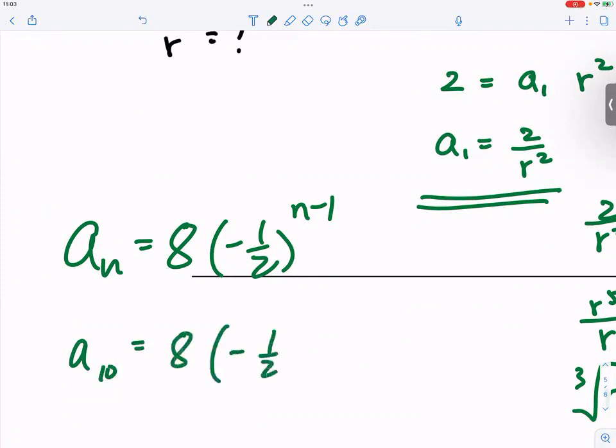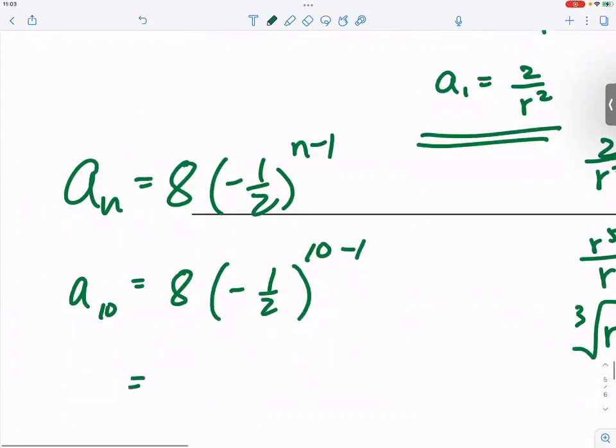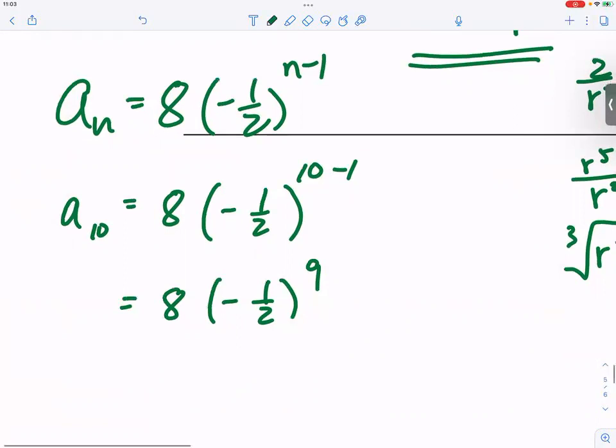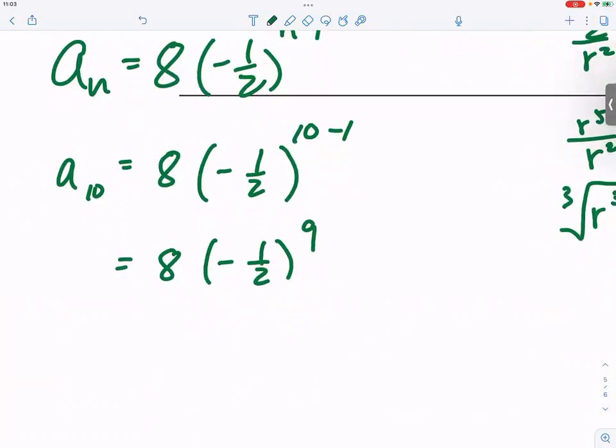So you just do this. You have 8 times negative 1/2 to the 9th power. Now you can put it into a calculator, and that will give you the answer. Or if you do not have a calculator, you can do this. We know the negative is going to be raised to an odd number power, so the overall number must be negative. So we can put the negative up front first.